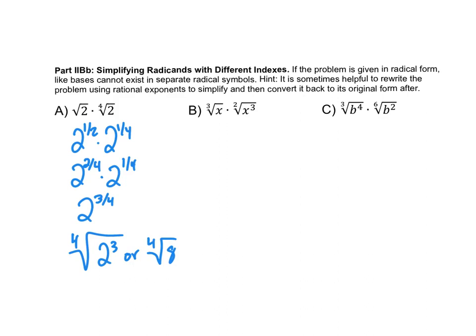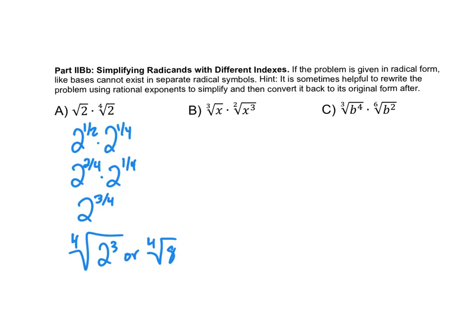Let's look at a few examples where we are simplifying the same base with different indexes. When I see a square root times a fourth root, I know that I can't simplify them as is in radical form. However, I can rewrite these as rational exponents and work from there. Since the first one is a little more basic, I did it out first. So we have a square root of 2, and a fourth root of 2. So I wrote them with rational exponents.